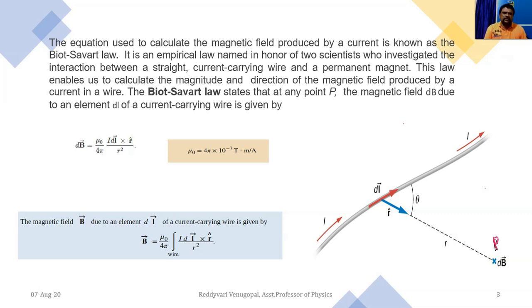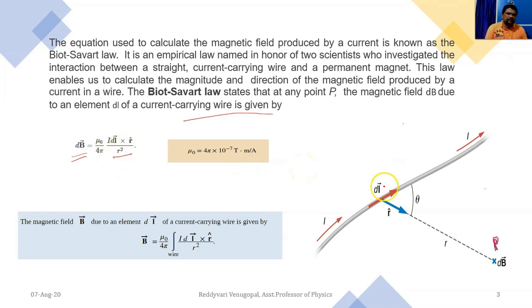This enables us to calculate the magnitude and direction of the magnetic field which is produced by the current carrying wire. So Biot Savart's law states that at any point the magnetic field dB due to a current element dl of the current carrying wire is given by dB equals mu naught by 4 pi into I dl cross r divided by r square.